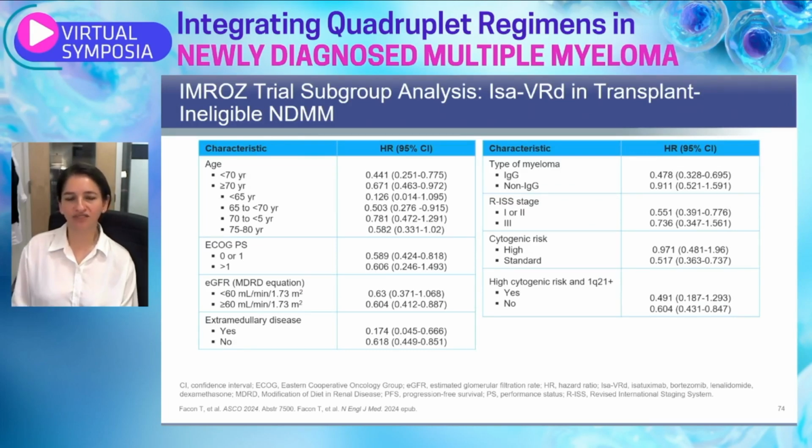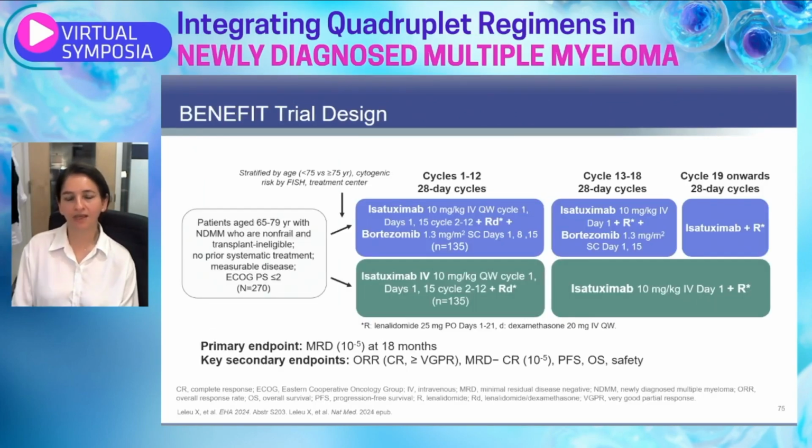Now, looking at all the different subgroups in the IMROS trial with the Isa-VRD, if you look at the hazard ratio across all of the different groups, you see a benefit of the quadruplet based on age, performance status, cytogenetic risk, stage, and so on and so forth.